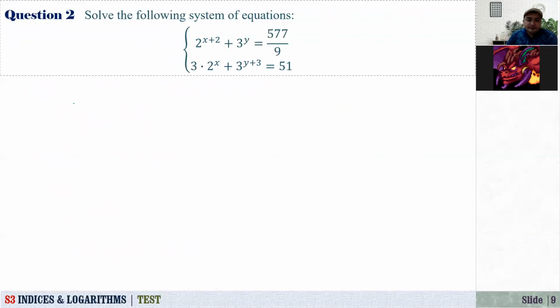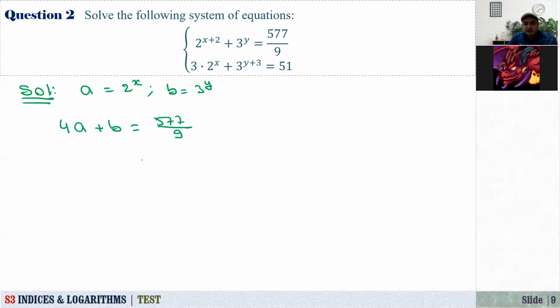All right, another example. In a similar way, let me introduce variables, and after that we'll solve them. Suppose that a is equal to 2 to the power of x, and b is equal to 3 to the power of y. What is 2 to the power of x plus 2? We can write it as 2 to the power of 2 times 2 to the power of x. So the first one is 4 times a plus b is equal to 577 over 9.